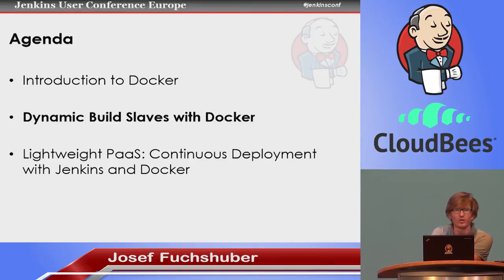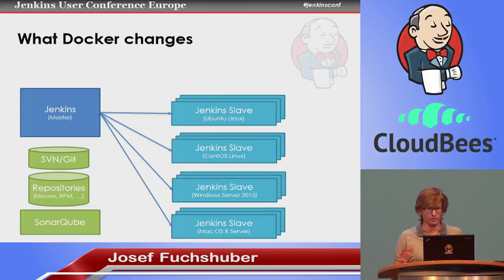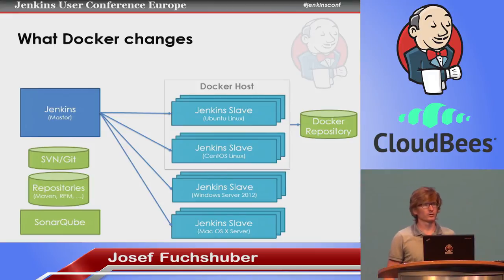Now we know all the Docker basics to start with the first integration of Docker and Jenkins as build slaves. This slide shows the Jenkins infrastructure with some subcomponents. On the left side, there is our Jenkins master with some slaves. And what Docker can change is the Linux slaves here.